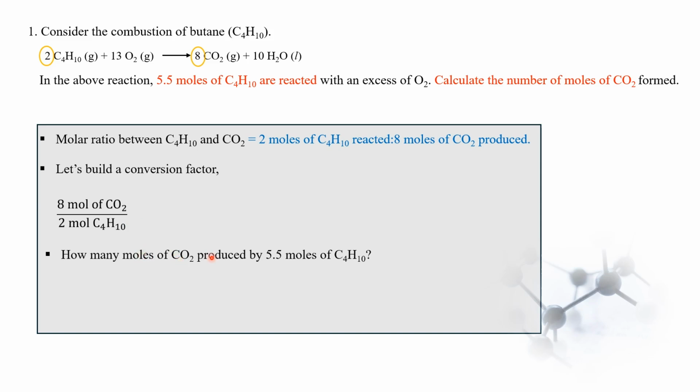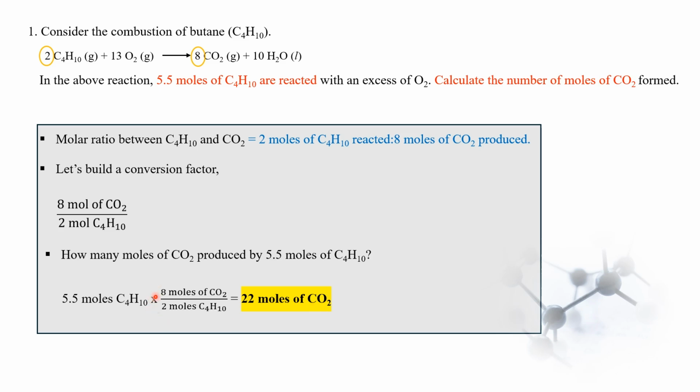How many moles of carbon dioxide are produced by 5.5 moles of C4H10? 5.5 moles of C4H10, the given quantity, multiplied by the conversion factor we selected. We select this conversion factor because the moles of C4H10 we need to cancel. Whatever the unit in the given quantity, the same unit should be in the denominator, the bottom part of this fraction. Then we can cancel moles of C4H10 with moles of C4H10. The remaining unit is moles of carbon dioxide.